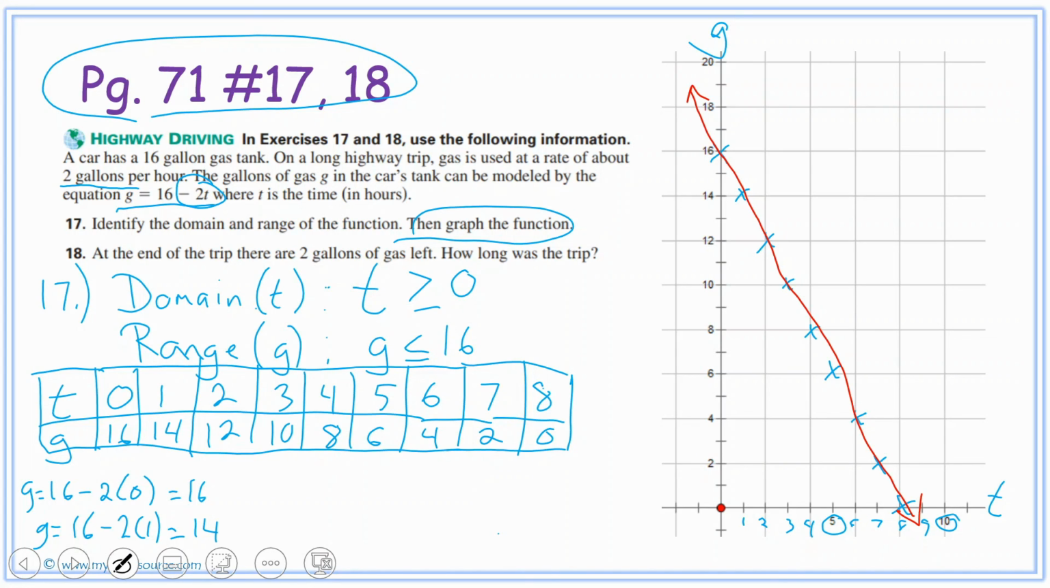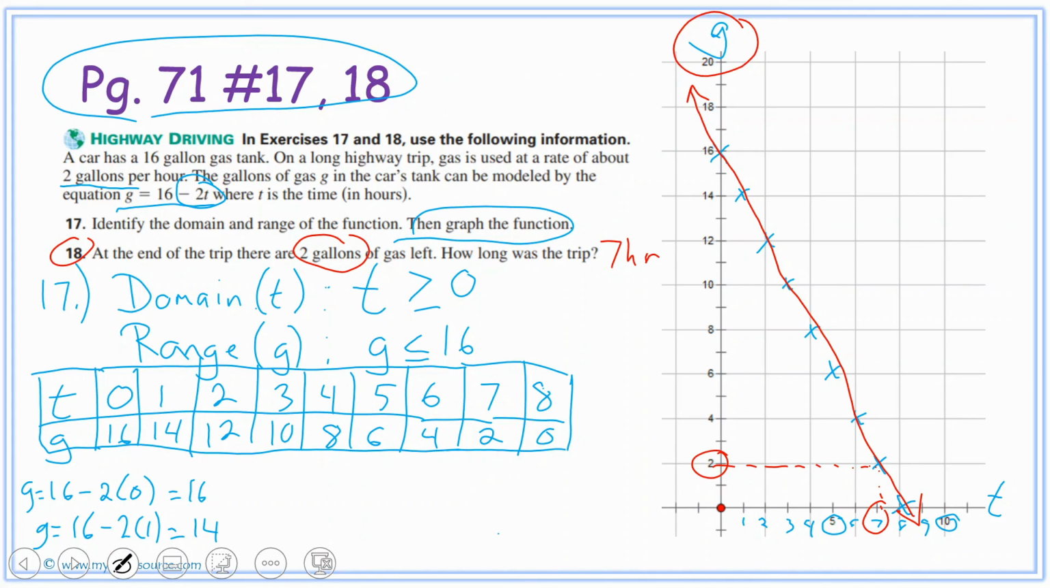All right, so we see they ask a question now, number 18. It says, at the end of the trip, there are 2 gallons of gas left. How long was the trip? Well, remember, if it's 2 gallons of gas, you can use either the graph or the table. If we use the graph, G represents the gas. So if I go to 2, that's 2 gallons. And if I match it over to the graph and come down, I'll see that it's a 7-hour trip.